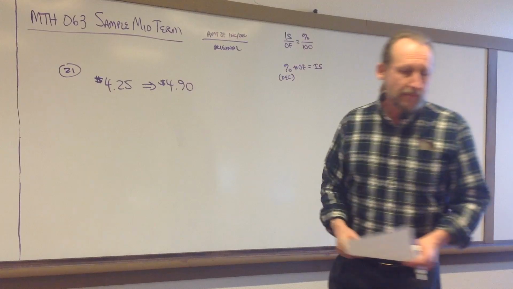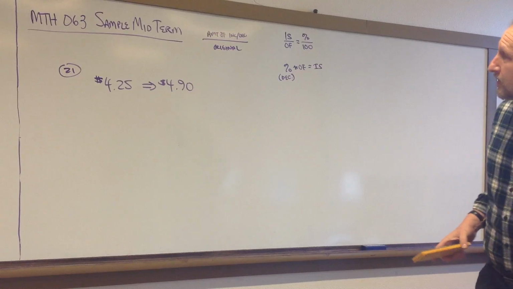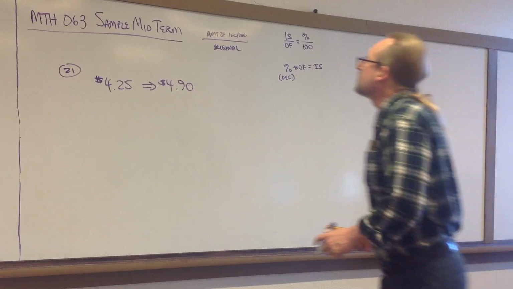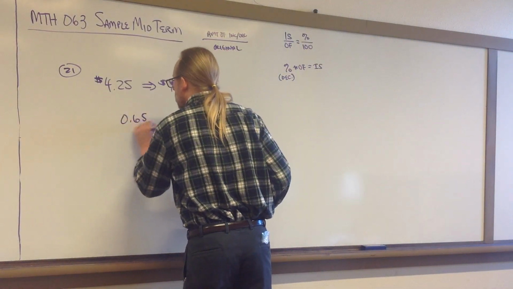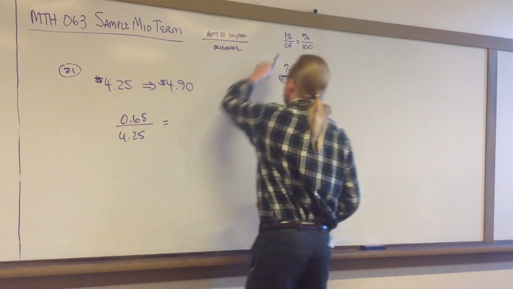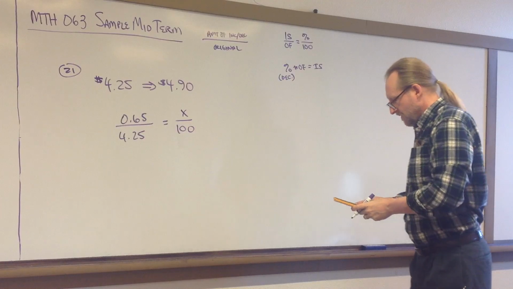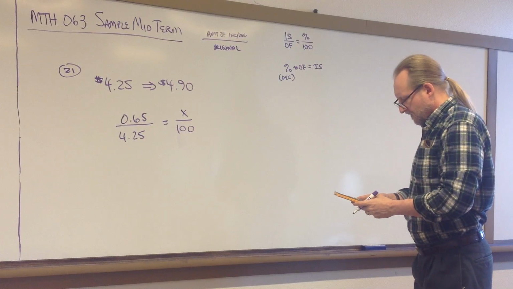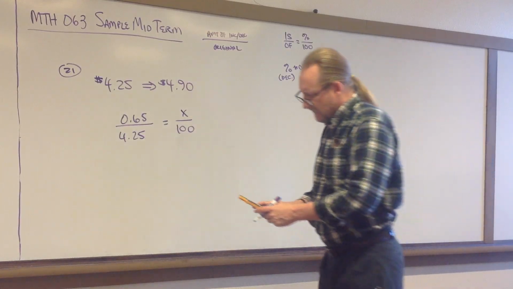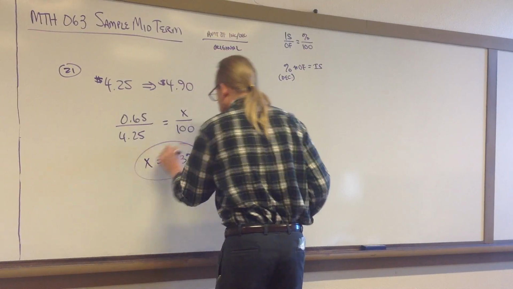So the amount of the increase here is going to be 65 cents. Let's see, 4.90 minus 4.25, 65 cents. So that's the amount of the increase. It started at $4.25, and that takes the place of the "of" in our problem. So I can do 0.65 times 100, and then divide it by 4.25, and if we round it to the nearest tenth of a percent, that'll be 15.3% increase.